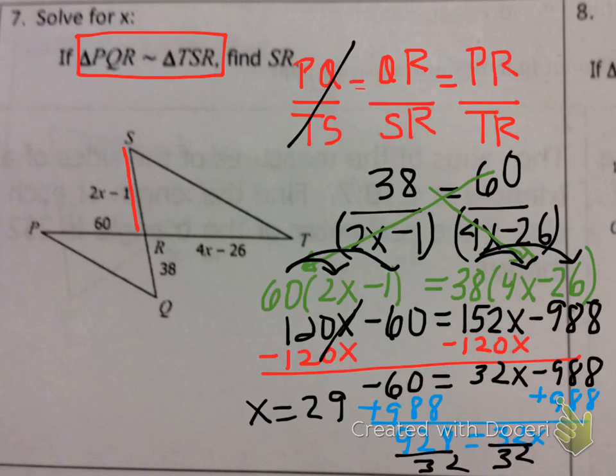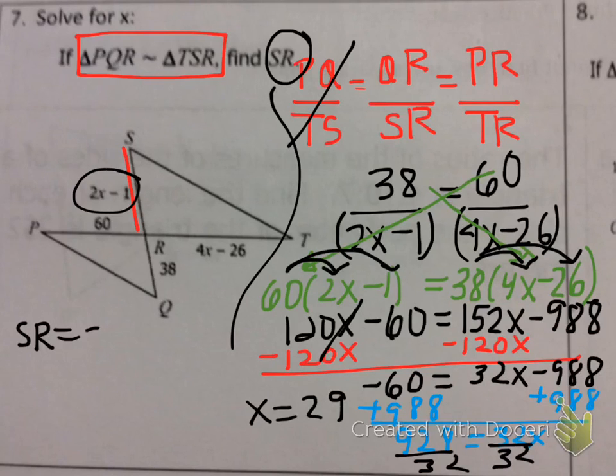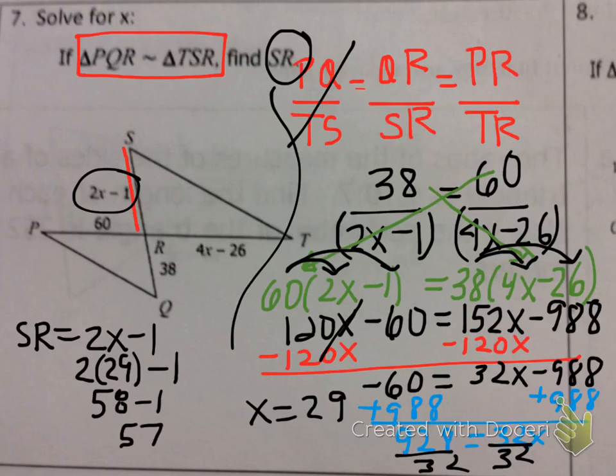So be careful, they asked us to find SR. So the length of SR, if you look at your picture, it's 2x minus 1. So we do have x, so we could plug in 29 for x. So 29 times 2 would be 58, and if I subtract 1 from that, we get 57. So SR is equal to 57.